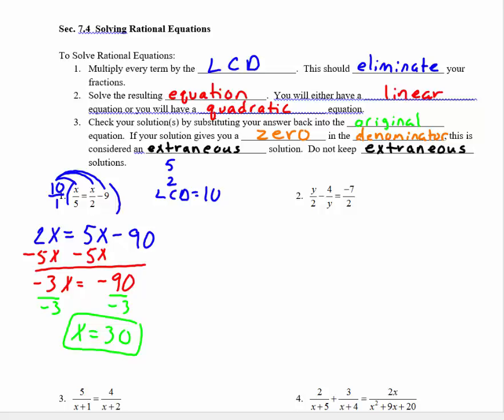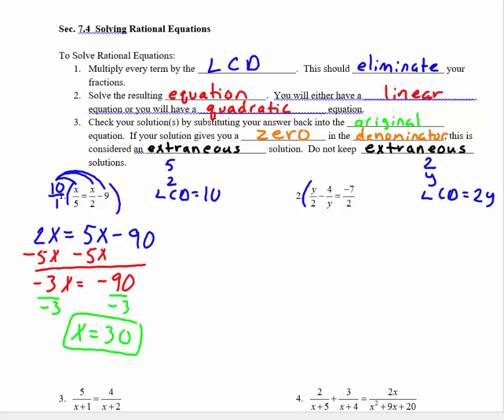Number 2, y over 2 minus 4 over y equaling negative 7 over 2. So what are my denominators? There are 2 and a y. So what is my LCD? My LCD is 2y. Now there's one answer I don't want to get because it would make my denominator 0. For the y, if I got y being 0, that would give me a 0 in that second denominator. So be careful that you don't end up with y equaling 0 because that would be considered an extraneous solution.